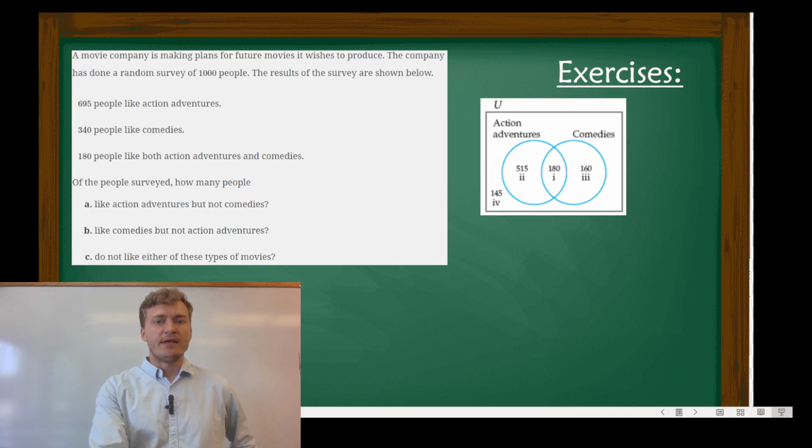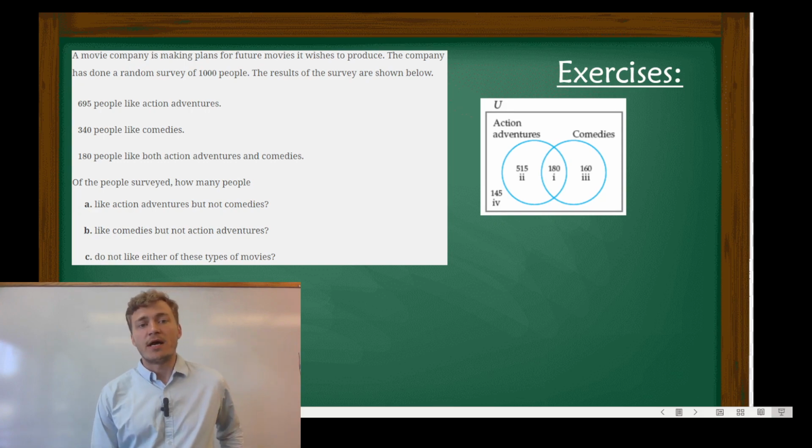We have the information listed, and below we have the questions of the people surveyed. How many people like action adventures but not comedies? How many people like comedies but not action adventures? How many people do not like either of these types of movies? Let's start with part A here. How many people like action adventures but not comedies?